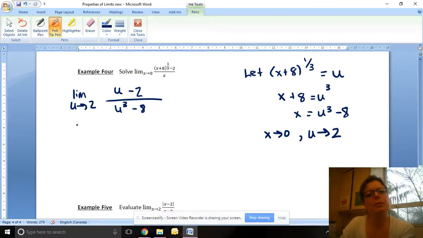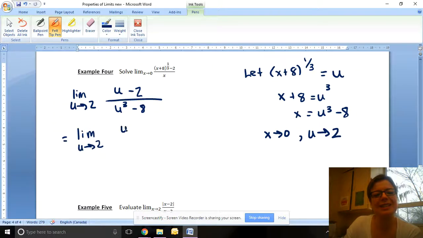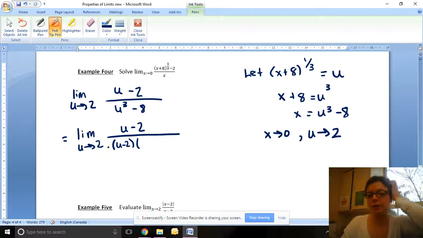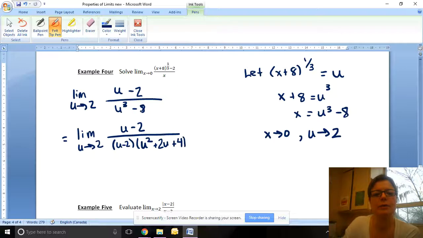So how does this help us? Well, now we have a difference of cubes in the denominator. And we know from advanced functions how to factor a difference of cubes. So that would be u minus 2, because 8 is just 2 cubed, and then we have u squared plus 2u, so the factors multiplied together, and then plus 4, so the cube root of this squared.